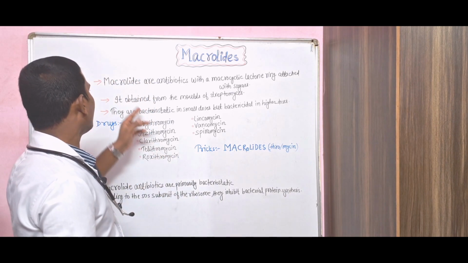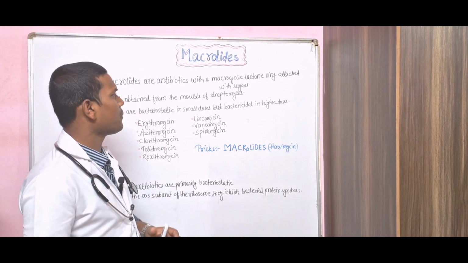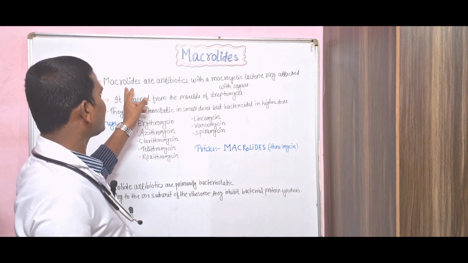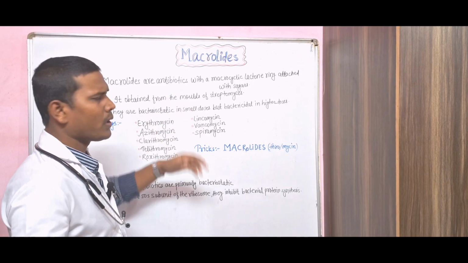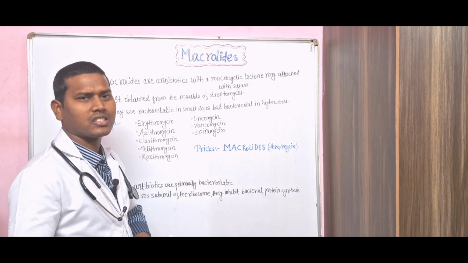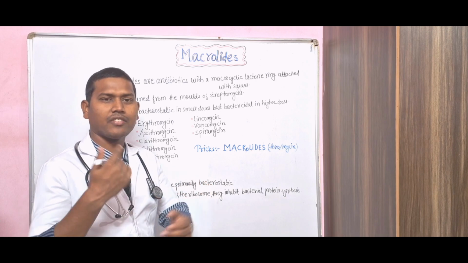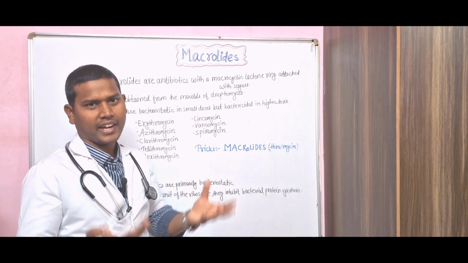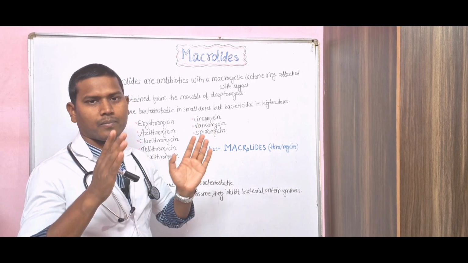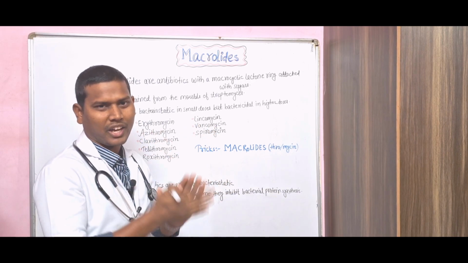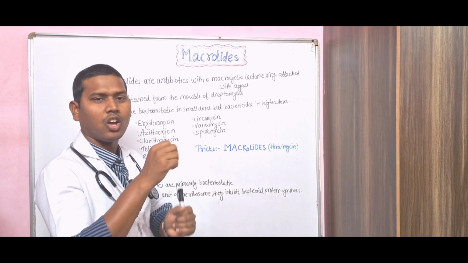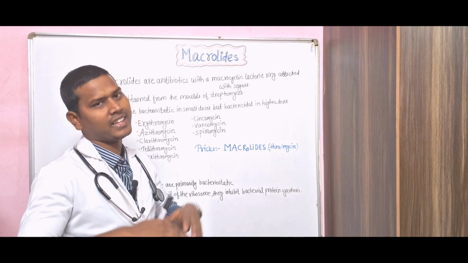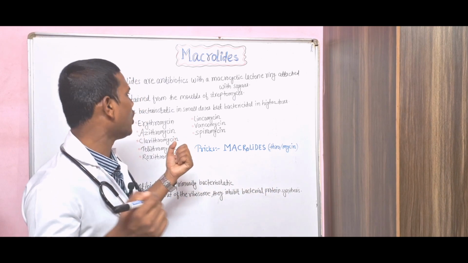Now let's start. Macrolides are antibiotics with a macrocyclic lactone ring attached with sugars. Why are we giving antibiotics? Because antibiotics act on the microorganisms or bacteria to kill the bacteria or to prevent the growth or multiplication of bacteria. Then after that you will be cured.